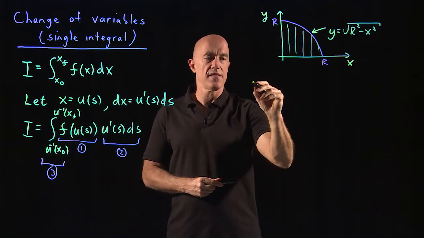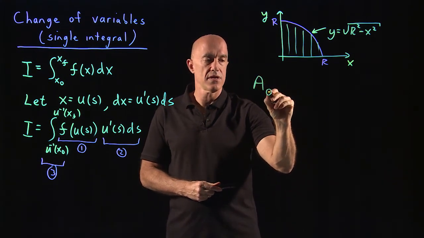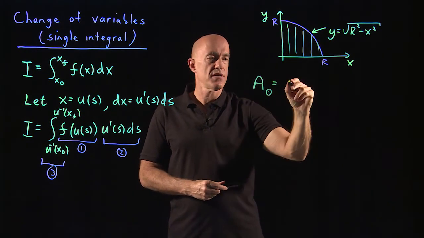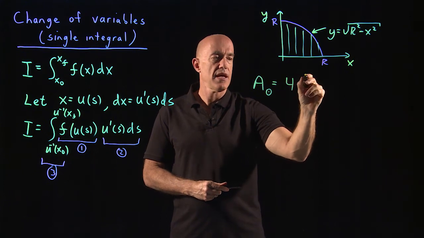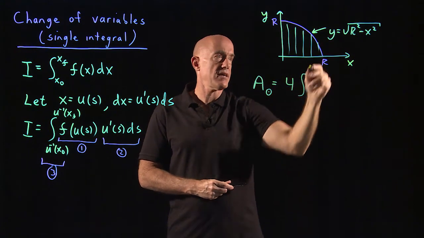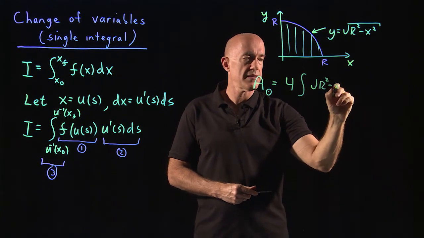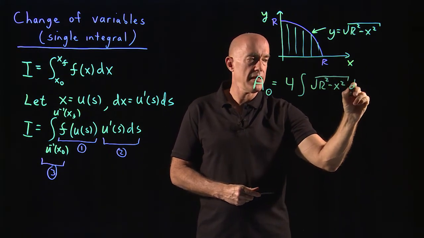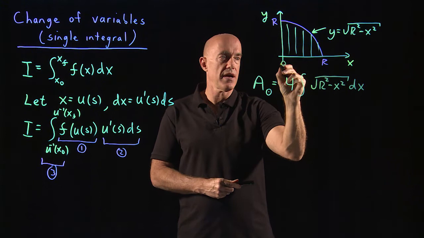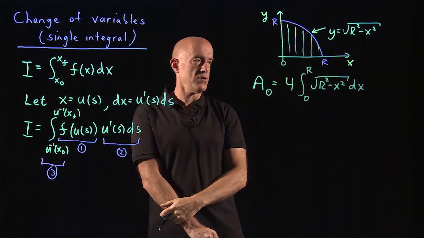So if we want to find the area of the circle, so let me write that A of the circle, it's 4 times the area of this quarter circle, so it's 4 times the integral of y of x dx, so it's the integral of the square root of r squared minus x squared dx, and then x goes from 0 here, right, up to capital R, the radius. Okay, so it's this integral to do.